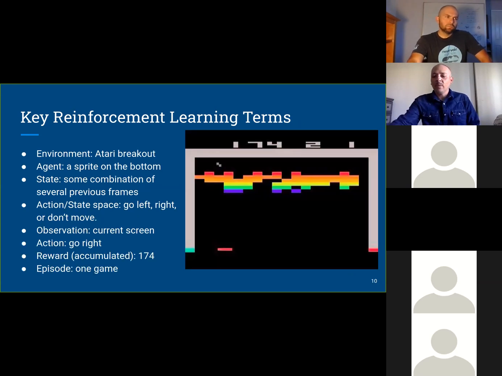So we can see what would be some terms in this specific environment and in this specific time frame for this agent. We have an environment that is this game, Atari Breakout, that basically defines what sort of actions you can take here, your action space. You can either go left or you can go right. You can stay on one spot and not move. The agent here will be the model that controls this little sprite on the bottom.